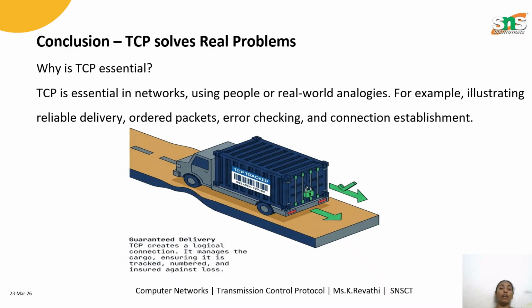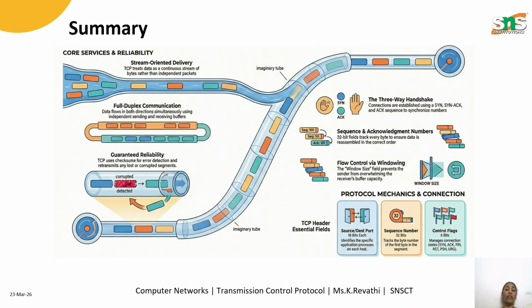Next, we will see the quick summary of today's lecture. TCP ensures reliable communication in networks. The TCP header contains important control fields. It carries 6 flags. Understanding the TCP header helps us understand how the internet ensures reliable data transmission between the sender and receiver.